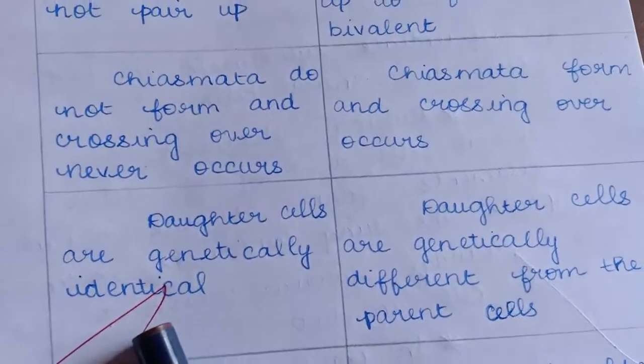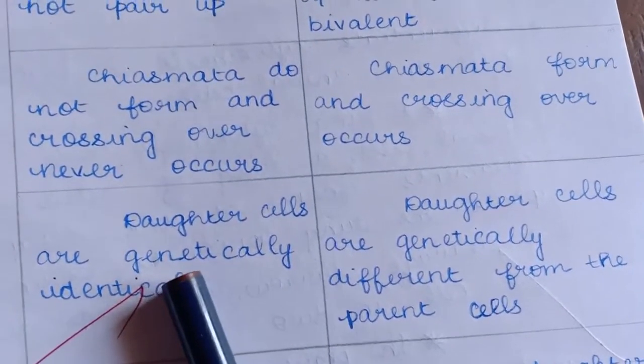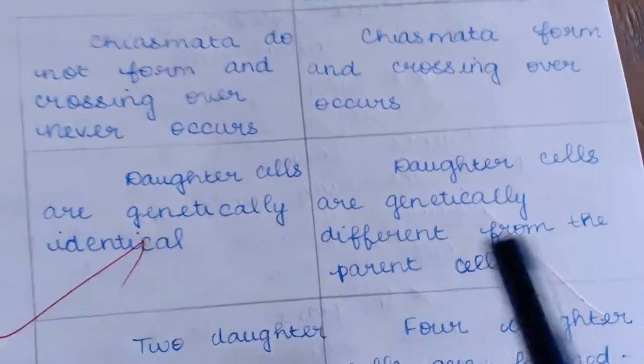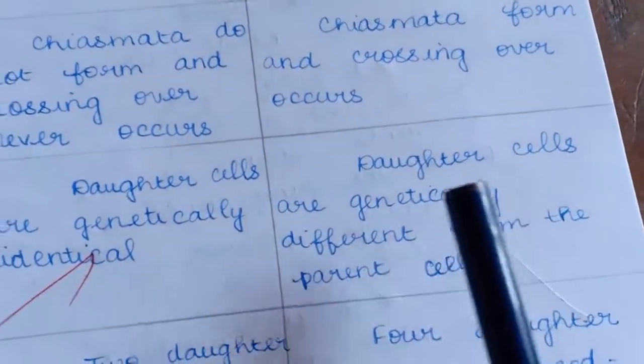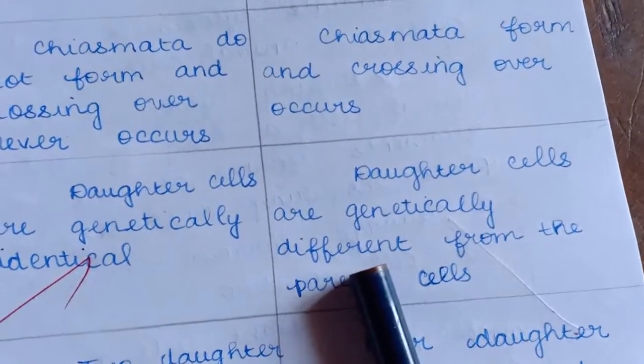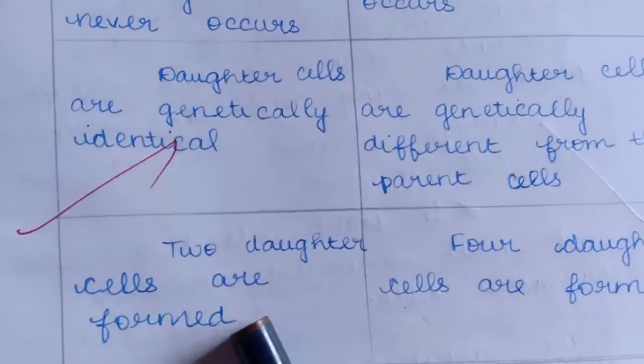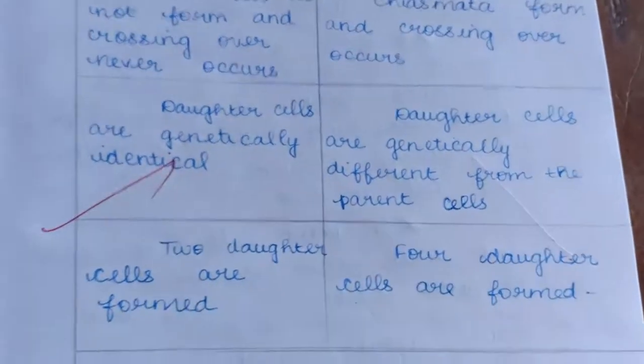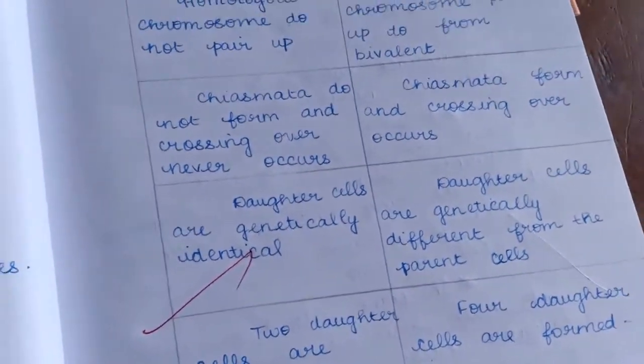In mitosis, daughter cells are genetically identical. They have similar genetic information from the parent to the daughter cells. But in meiosis, the daughter cells are genetically different. The last point: in mitosis 2 daughter cells are formed, in meiosis 4 daughter cells are formed. Very simple thing to remember, children.